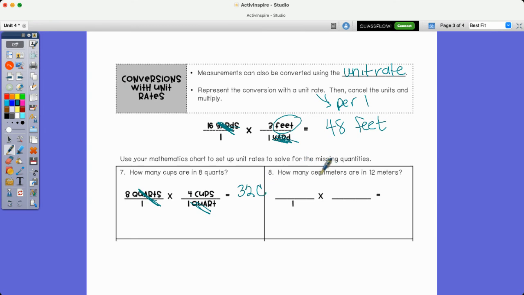How many centimeters are in 12 meters? Well, I have 12 meters. I look it up and I find out there are 100 centimeters per 1 meter. This allows me to come back in and I'm going to cancel out my meters. I multiply straight across and I get 1,200 centimeters.